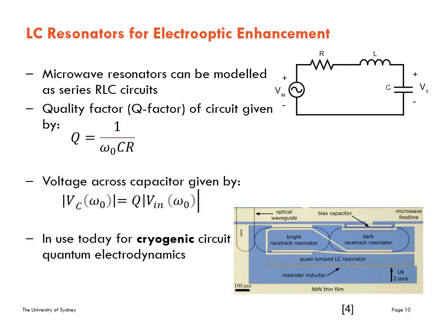I'll now talk about the narrowband ultra-efficient modulator platform I designed. Microwave resonators near resonance can be modeled as series RLC circuits. From circuit theory, the quality factor, or Q factor, represents how much energy is stored in the resonator compared with how much energy is lost. In a series RLC circuit, the magnitude of the voltage across the capacitive element at resonance is equal to the magnitude of the applied voltage multiplied by the Q factor.